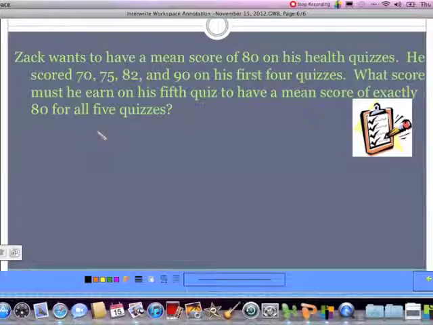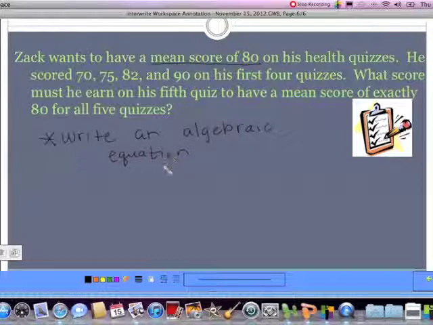So let me show you the best way to solve this. If you would put a little star and write an algebraic equation, that will remind you what to do. You know from the question that you are working with a mean score of 80, and we know that the formula for mean, how to calculate the mean, is to add up all the numbers in the data set and divide by however many numbers there are. So that is exactly what we are going to do. He wants to have a mean of 80, so we want our algebraic equation to equal 80.